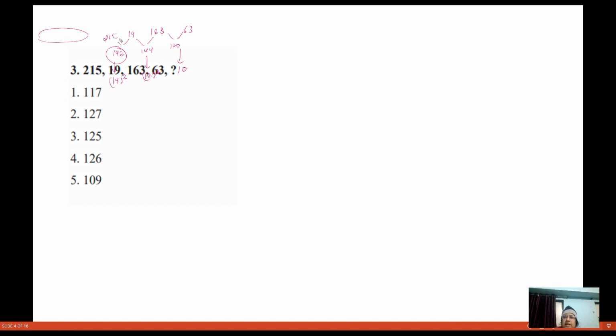But I also know that here I am subtracting 14 square, here I am adding 12 square, here I am subtracting 10 square. So now I will have to add 8 square. So 63 plus 64 is nothing but 127. So this is that easy. I hope you are getting this.